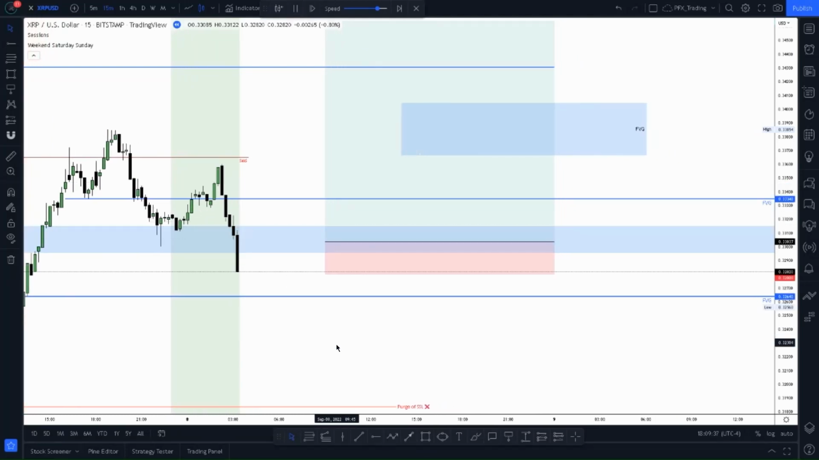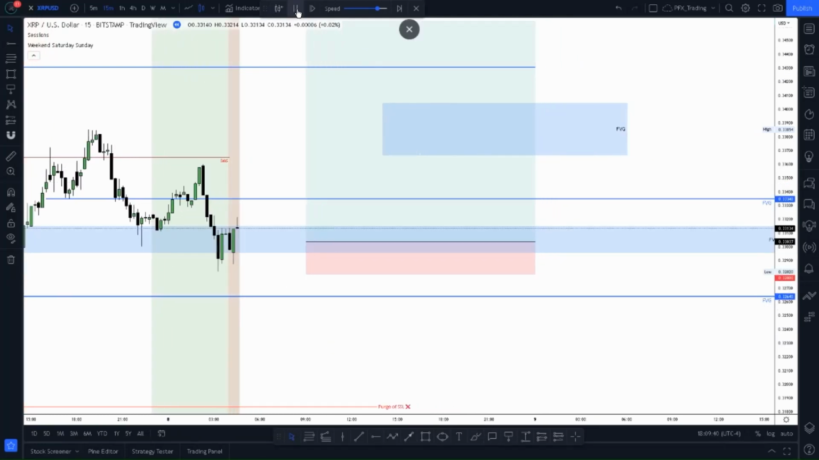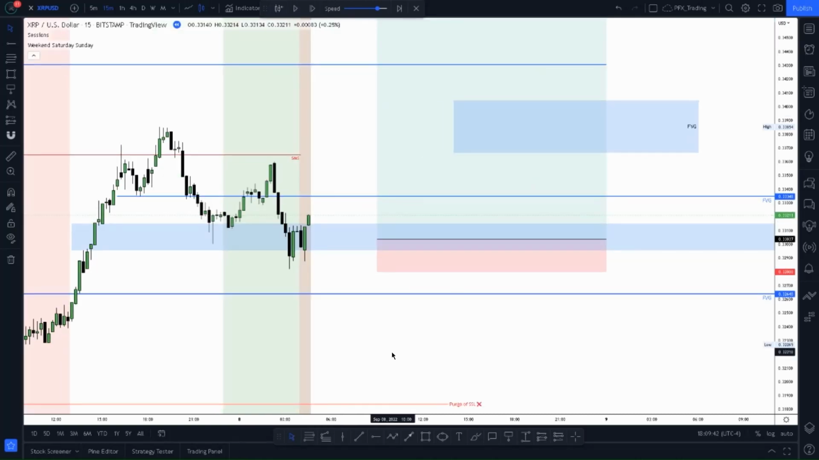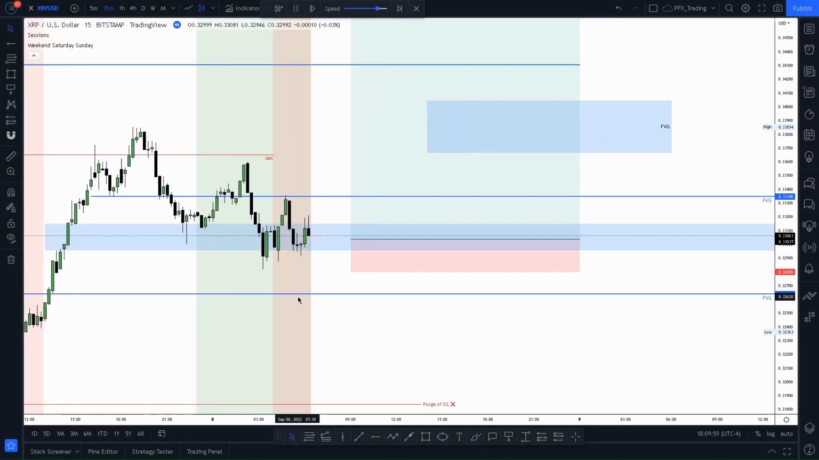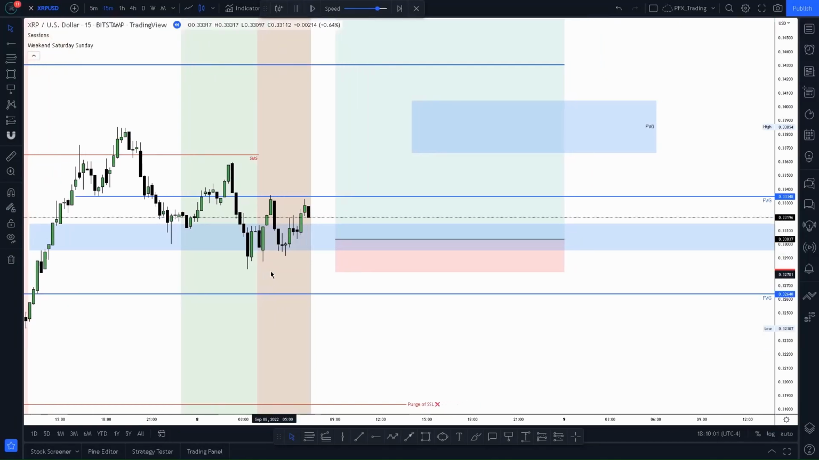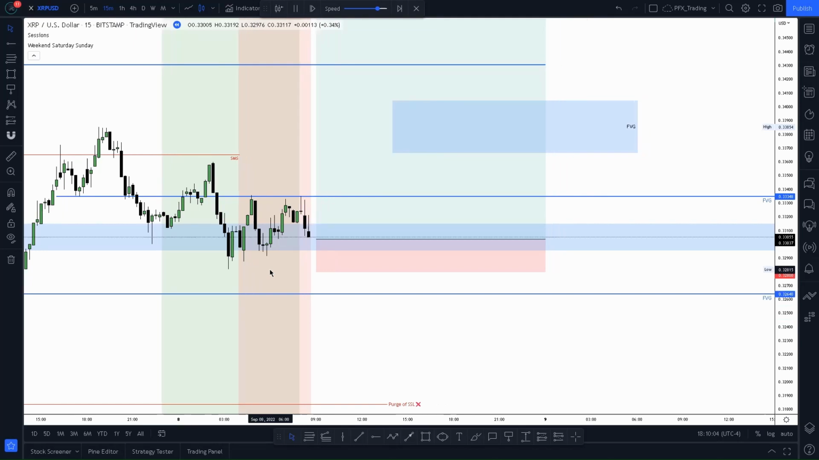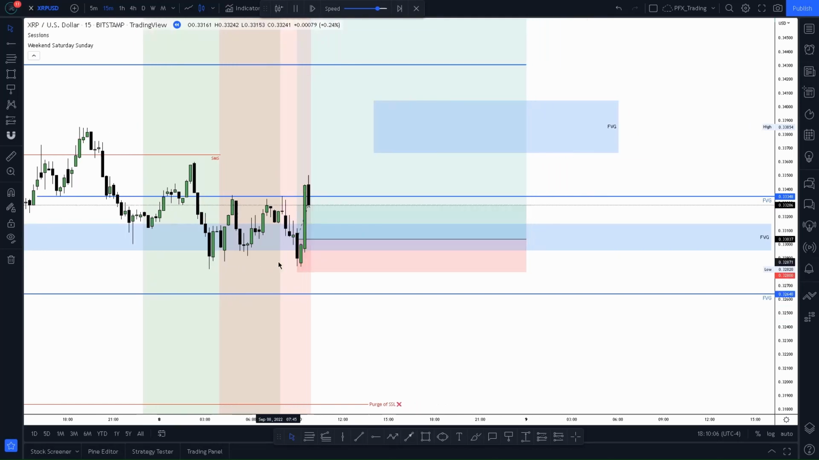Just watch price. Price is fractal, so you're gonna see your rules play out. Like right here, you get a jam down, taking out sell side liquidity that is resting here. So after this, you want to see displacement to the upside. You have your displacement right there.